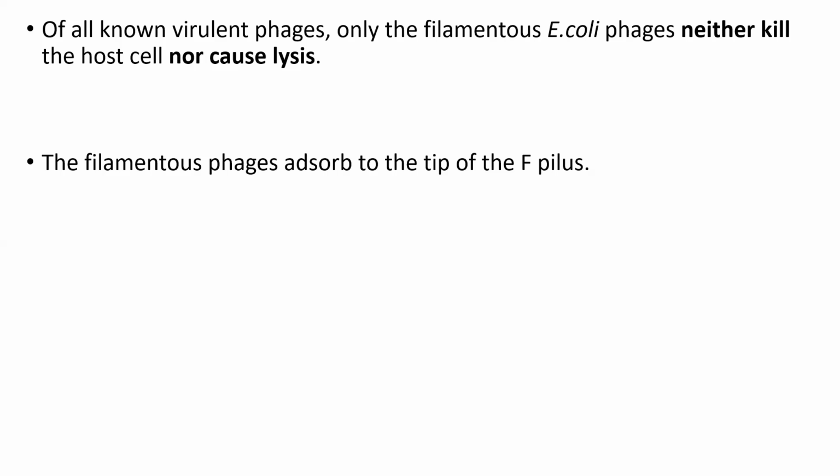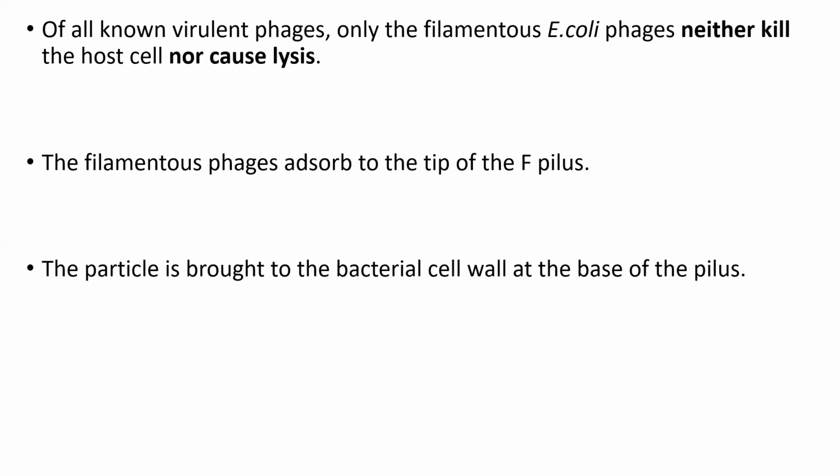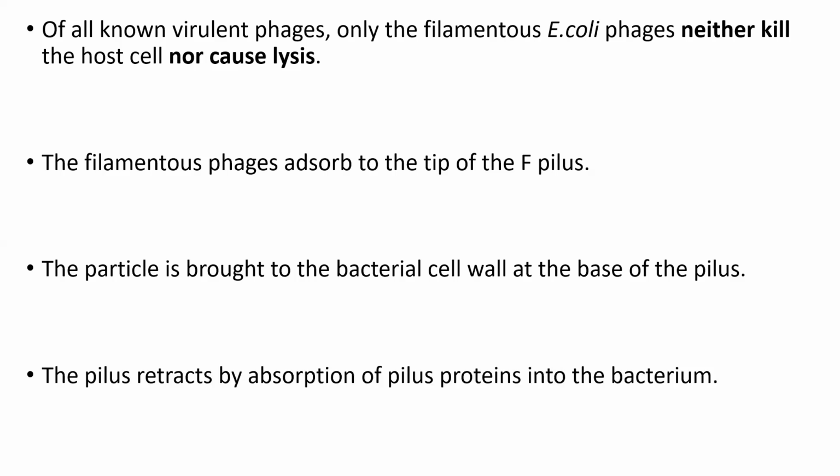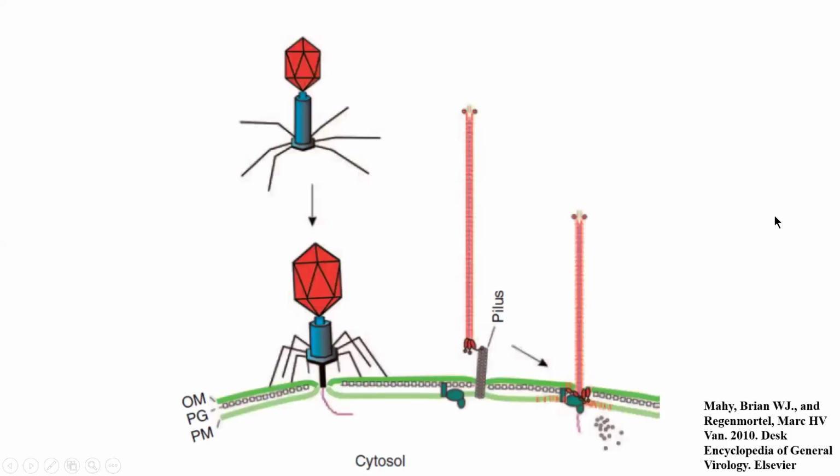I've already mentioned that these filamentous phages adsorb to the tip of the F pilus, and the particle is brought to the cell wall at the base of the F pilus. The pilus retracts by the absorption of the pilus proteins into the bacterium. We are going to see these 3 points with the help of 2 diagrams. In the first diagram, a comparison is shown between a T bacteriophage and the filamentous phage.